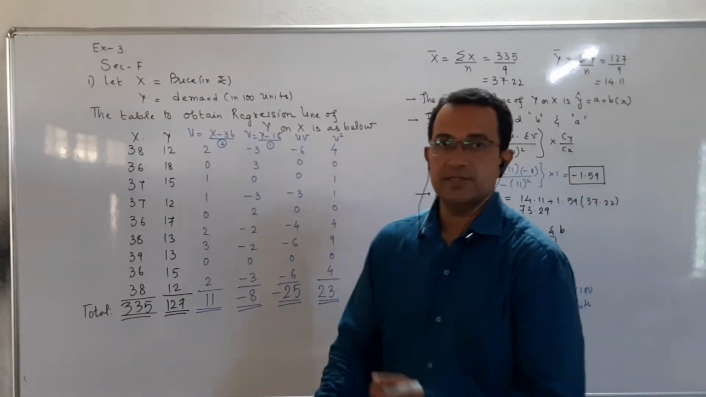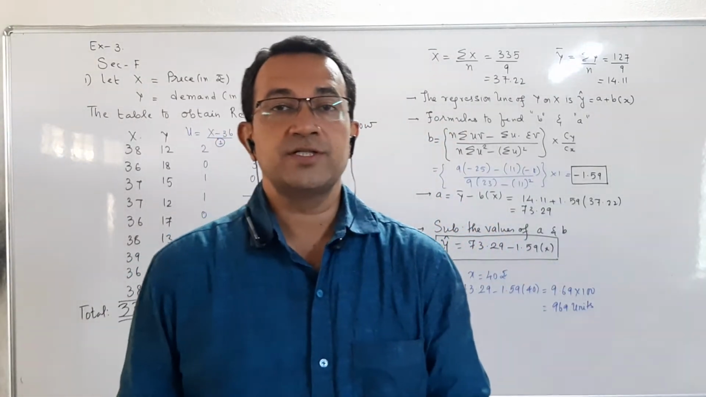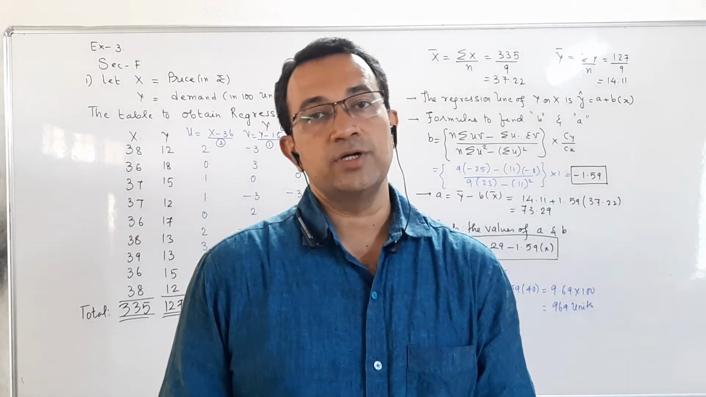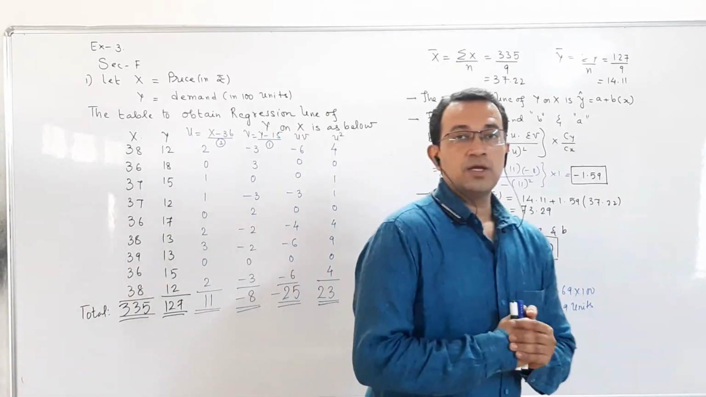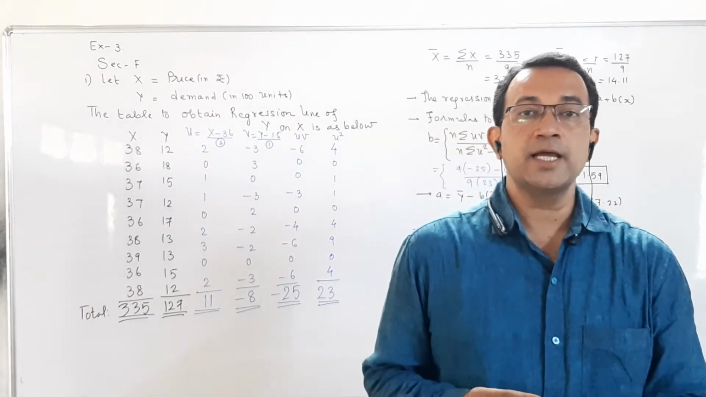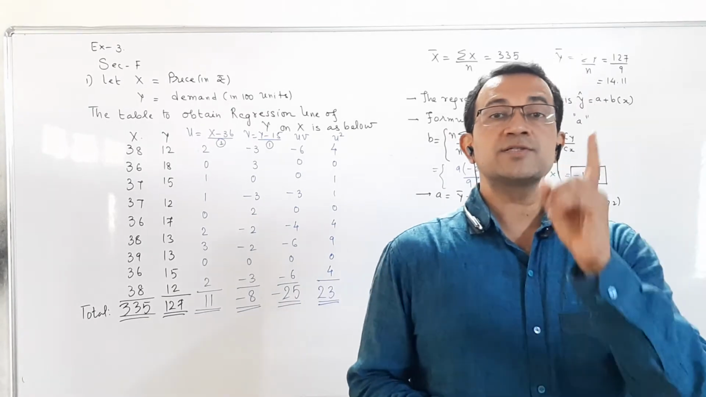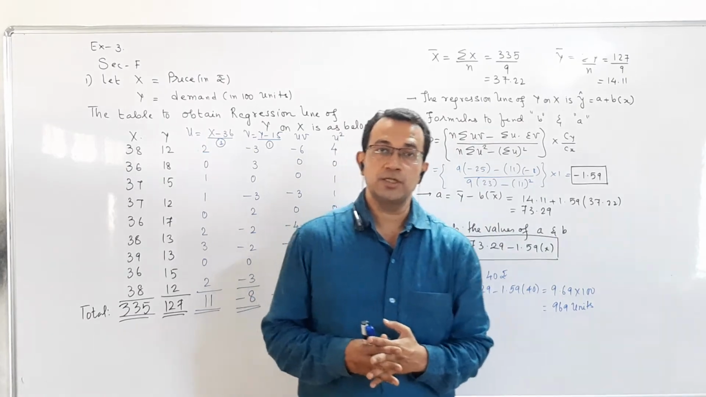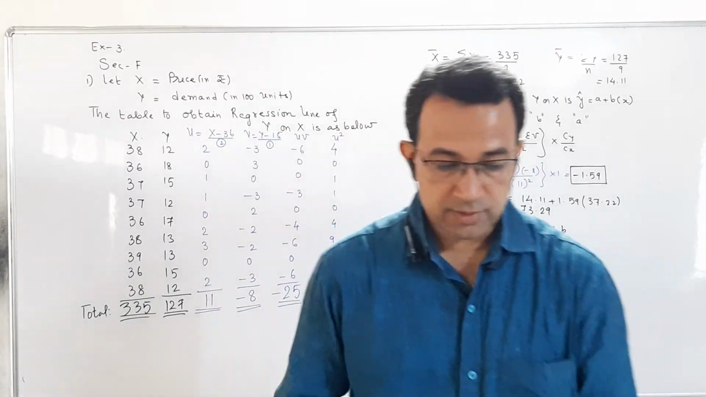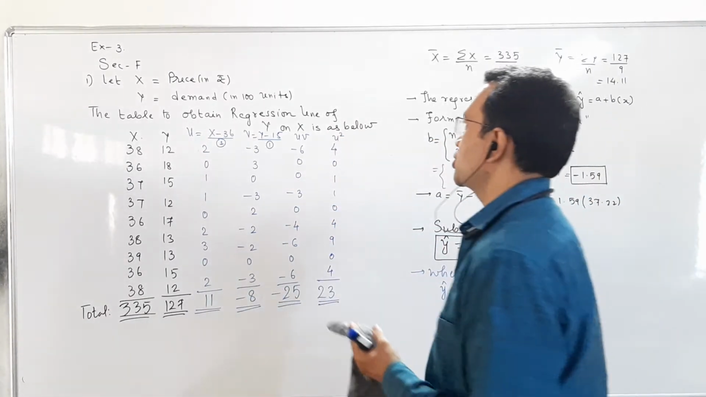We can easily write this as 9.69 in 100 units. So students, this is how we have used the shortcut method. Again, I am reiterating, unless and until specified, we have to go by the shortcut method only. Now students, we do sum number 2 of section F.